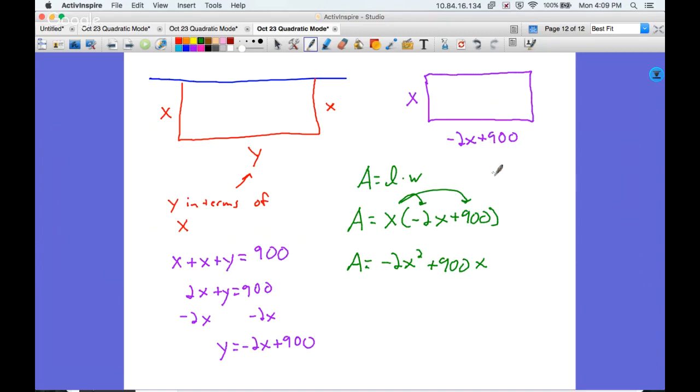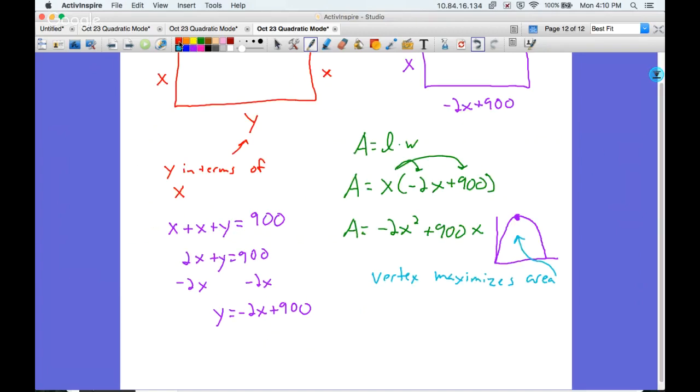So this is going to create a parabola. We could even sketch a quick parabola of this. When x is 0, we're going to have 0 area because it'll be flat. And then when x is 450, we'll have 0 area again because it'll be flattened in the other direction. We've got to find this vertex here. The vertex is going to maximize our area. So we need to find the vertex.